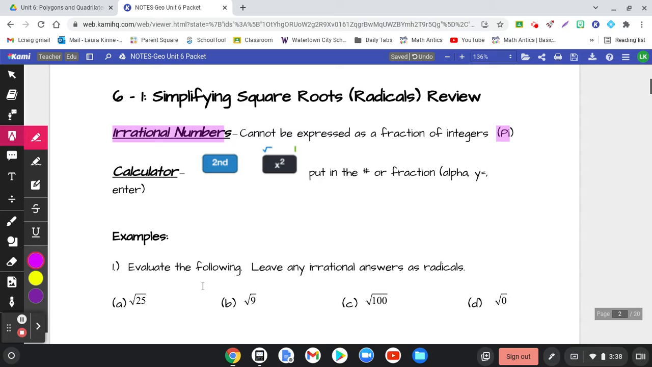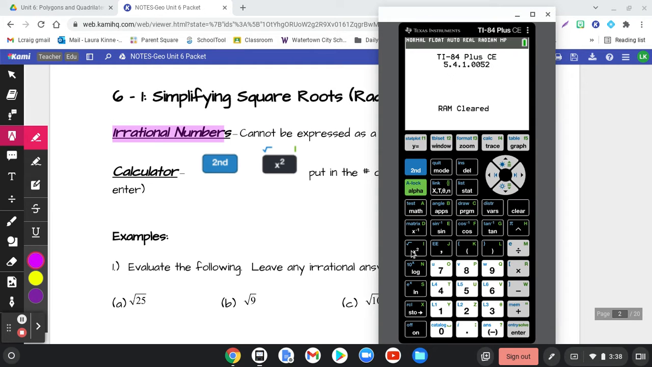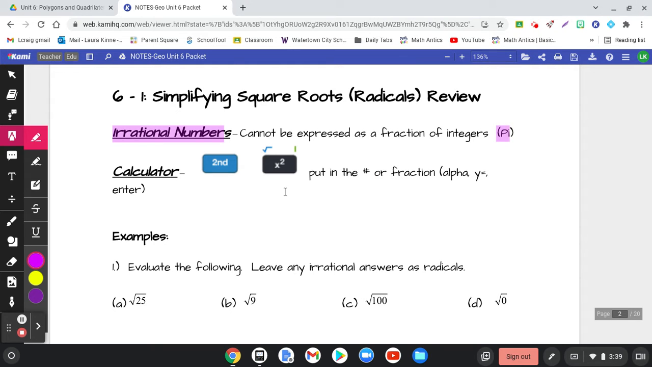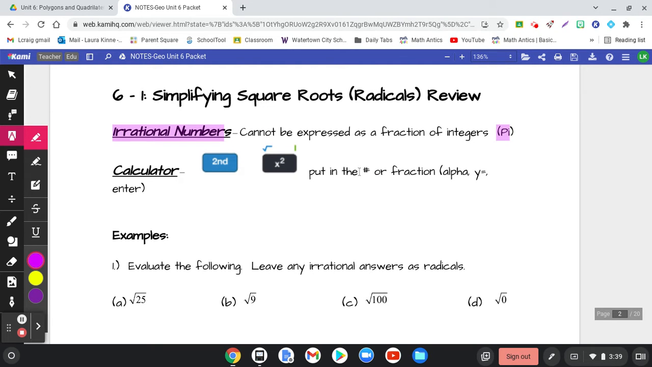Now, when you're dealing with square roots, the first thing you're going to do is use your calculator. You hit second and then x squared. So if we're looking at a calculator, second, which is there, and then x squared right here, which I think most of you know already. All right. If you have to put in a fraction, don't forget you hit alpha y equals and then enter to put a fraction in.